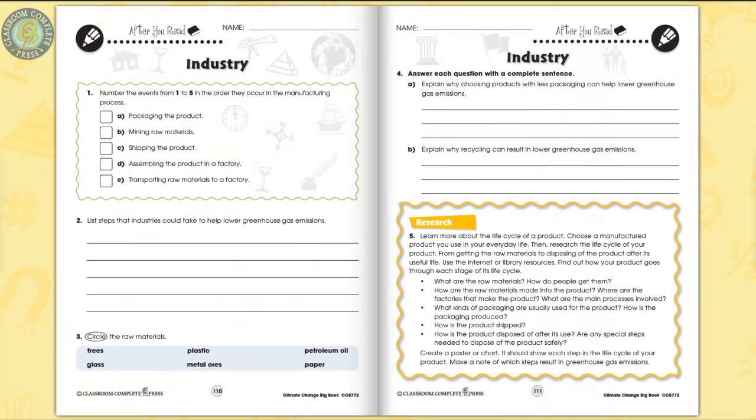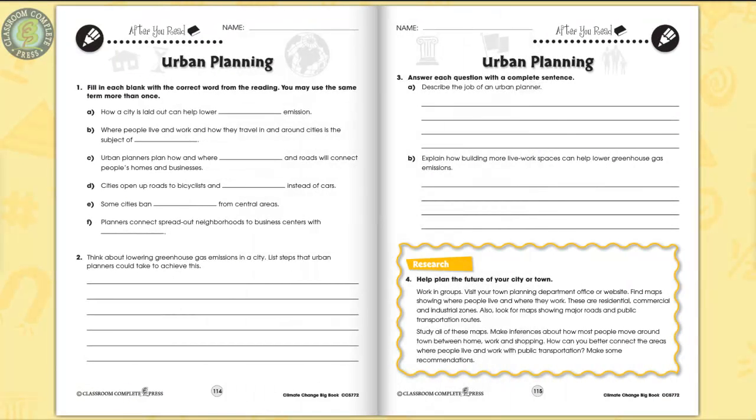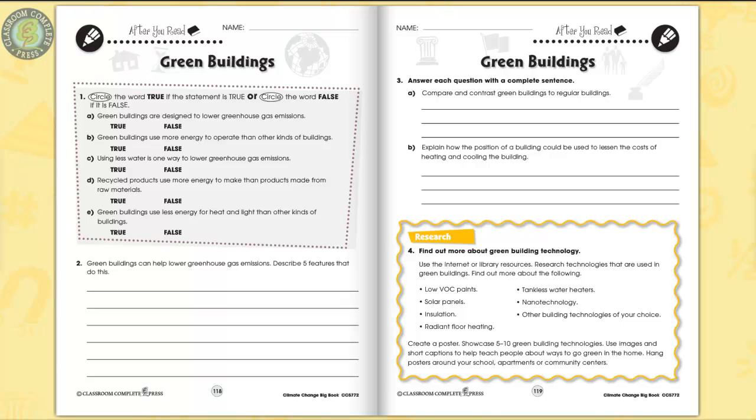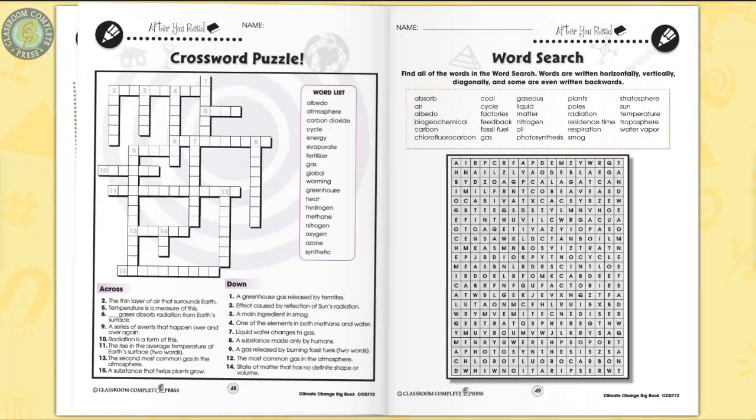Finish off with Section 3, Climate Change Reduction. The After You Read sections include short and long questions for comprehension, followed by an extension activity. Learn how green buildings work and what components go into creating this fascinating technology.